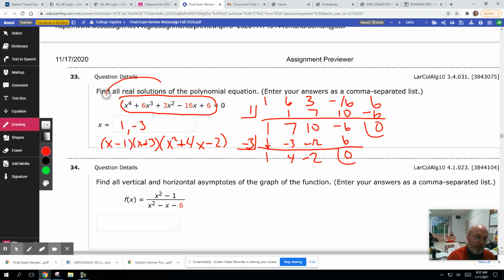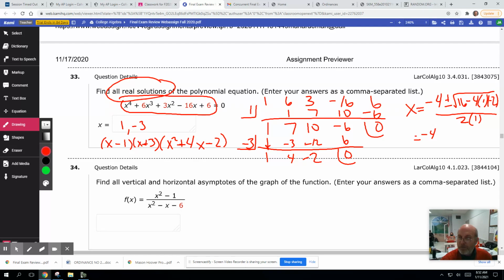So since I'm finding all the real solutions, I'm going to take that quadratic factor and put it in the quadratic formula where a is 1, b is 4, and c is -2. And I'm going to have -4 because it's the opposite of b, plus or minus the square root of b squared minus 4ac. So that's going to be 4 squared is 16 minus 4 times 1 times -2, all over 2 times a, which is 1. So that's -4 plus or minus the square root of 16 plus 8. So that's going to be the square root of 24 over 2.